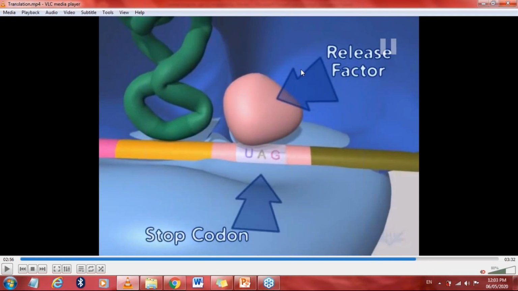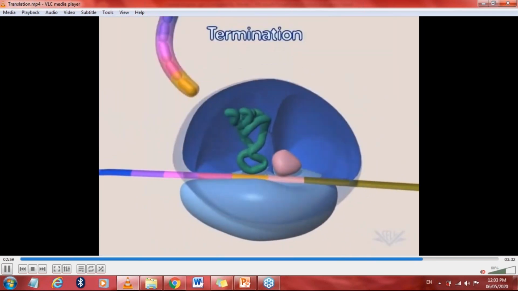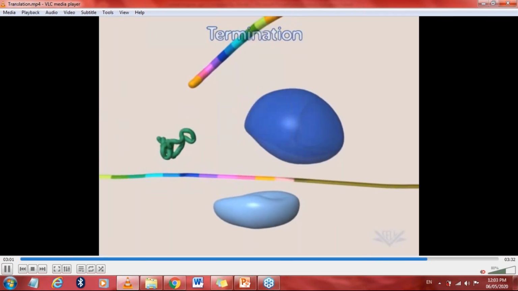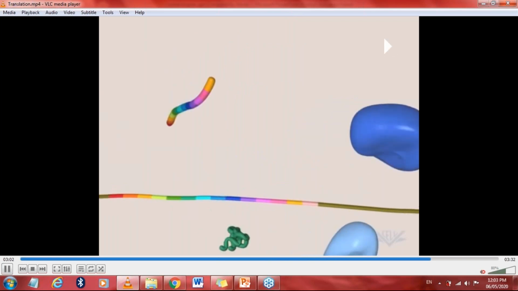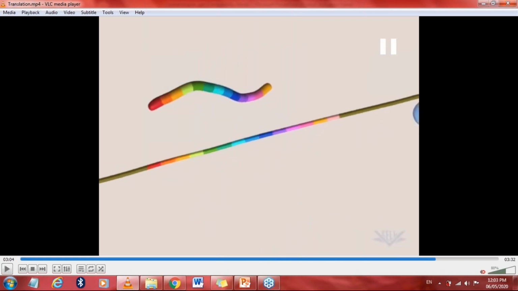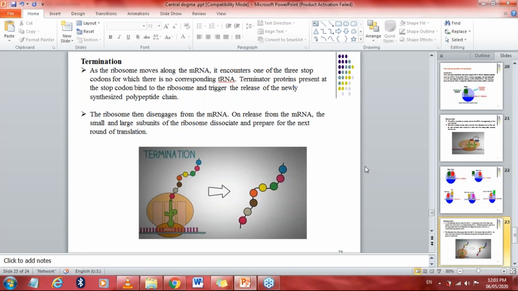Now when it sees the stop codon, what will happen? Release factor will come there. Through the release factor, this tRNA will be eliminated, and we will get our peptide, the protein. Okay. So like this, our translation is also finished. So we only have to focus on smaller things.